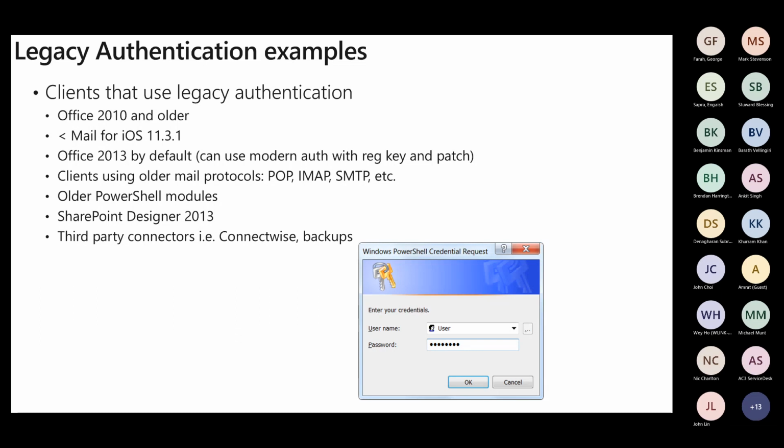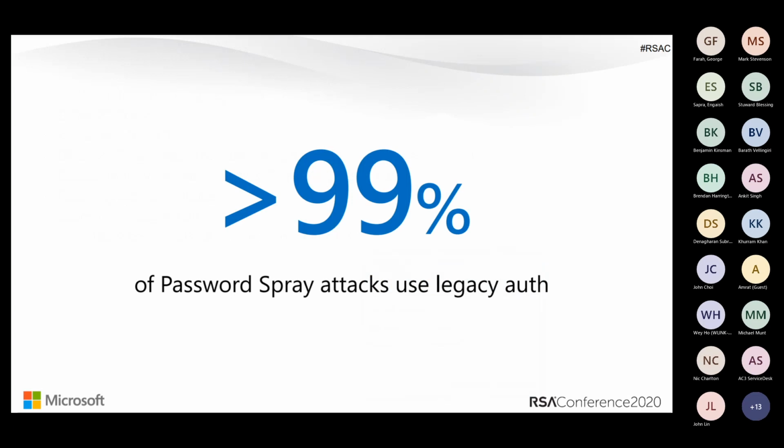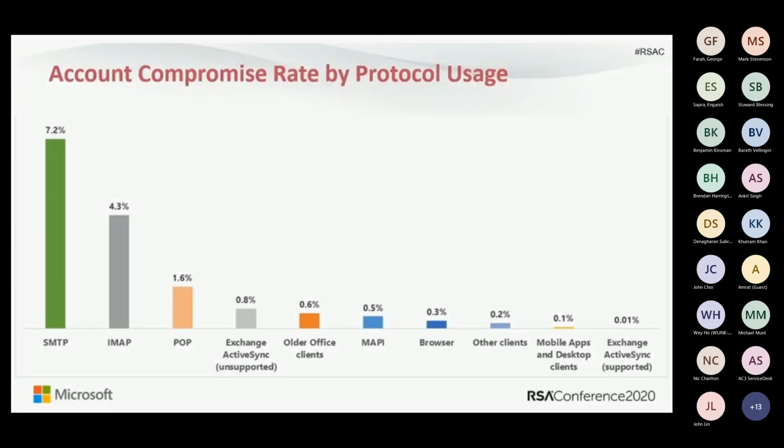All right. So again, go in and verify and remove basic authentication, because 99% of all these password guessing attacks are mitigated by turning off legacy auth, and you'll see most of these brute force password attacks are coming from mail protocols like Outlook, SMTP, IMAP, POP, and so on.